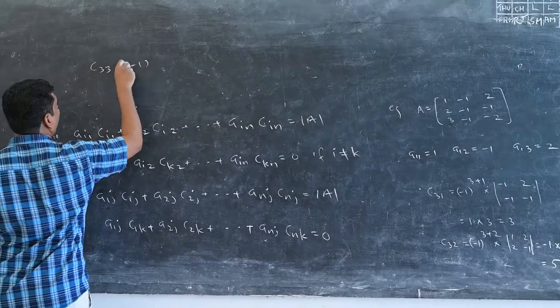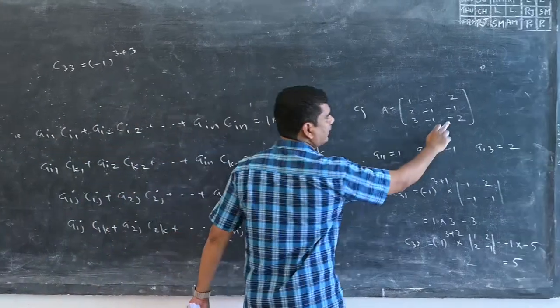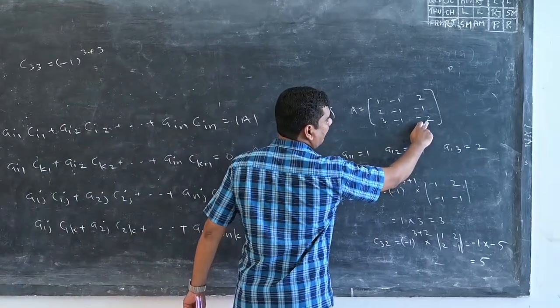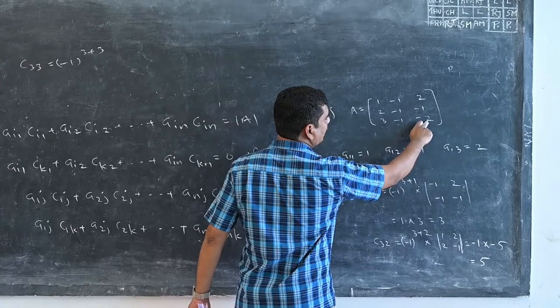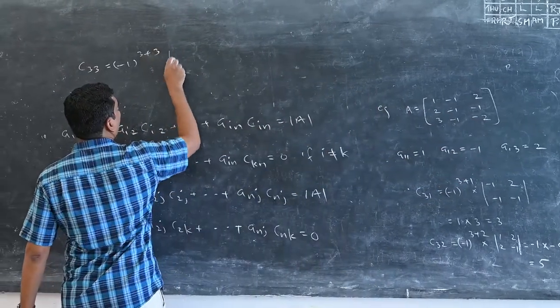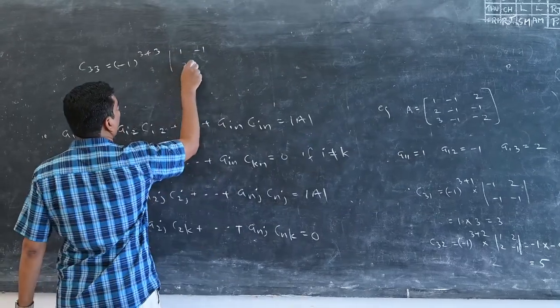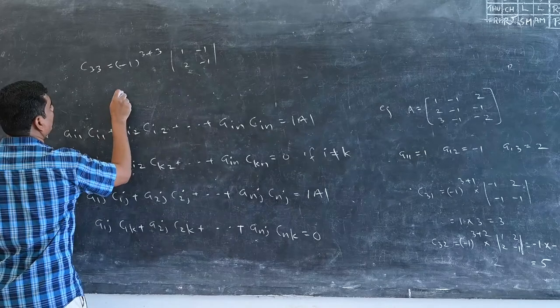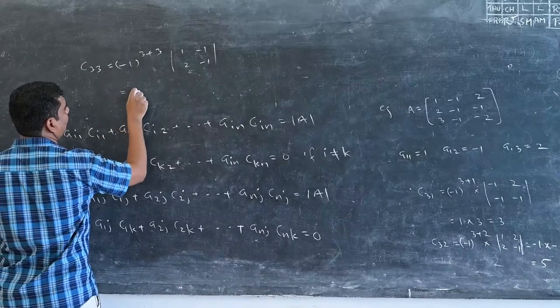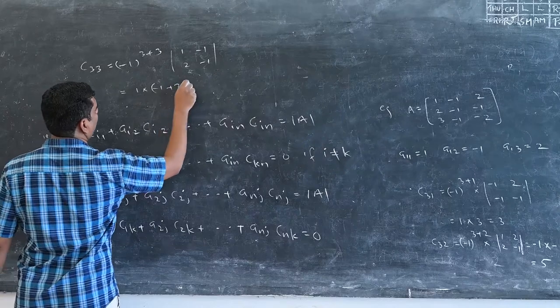C33 is the cofactor of a33, the cofactor of this element, minus 2. So minus 1 raised to 3 plus 3 into the minor. The determinant of 1, minus 1, 2, minus 1. So minus 1 raised to 6, which is 1, into minus 1 plus 2. It is equal to 1.